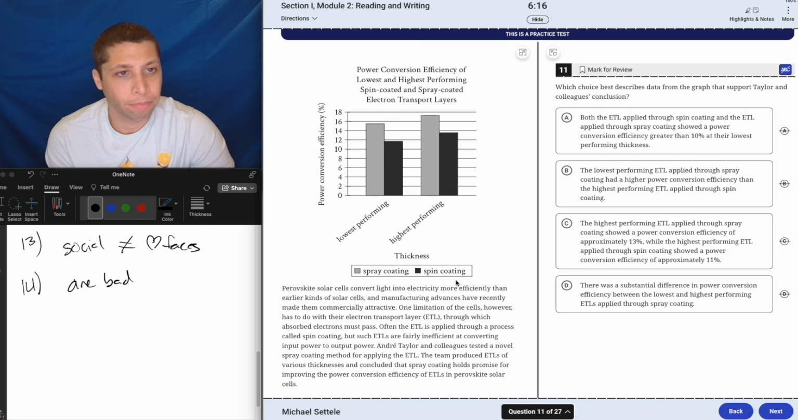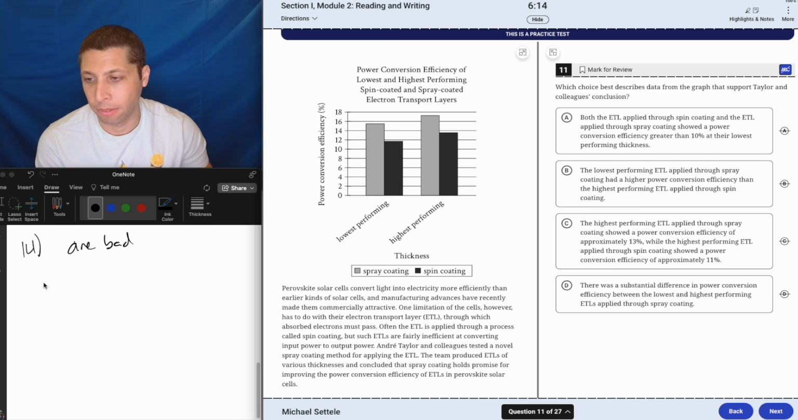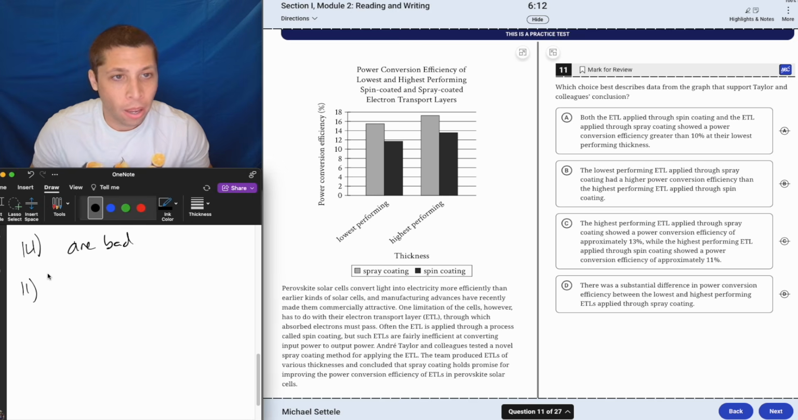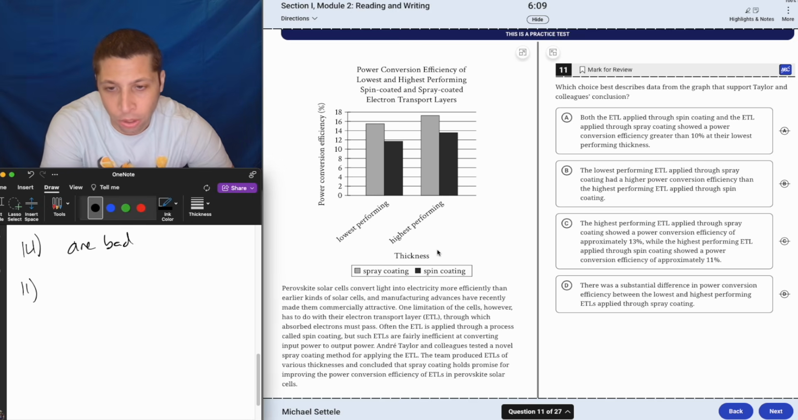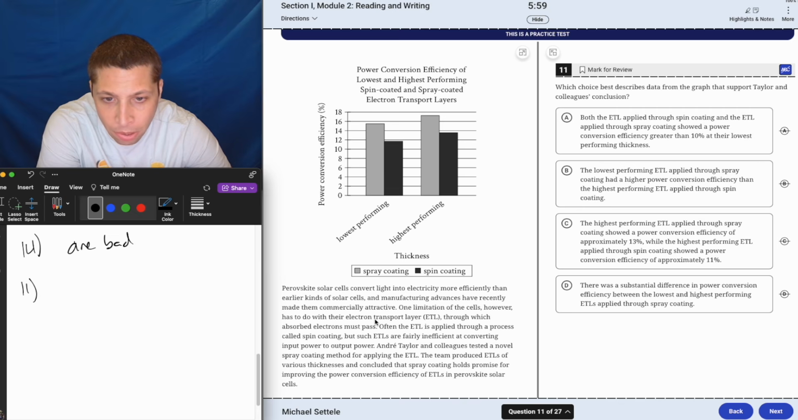Okay, let's do this one. All right, 6 minutes. Okay. It supports the conclusion. The solar cells convert light into electricity more efficiently than earlier kinds of solar cells, and manufacturing advances have recently made them commercially attractive. Okay, so that's maybe what this is about.